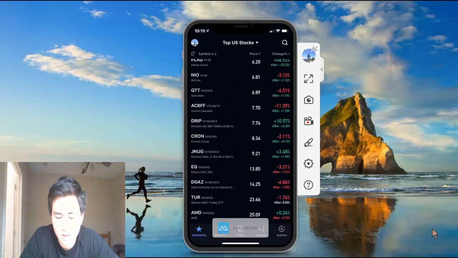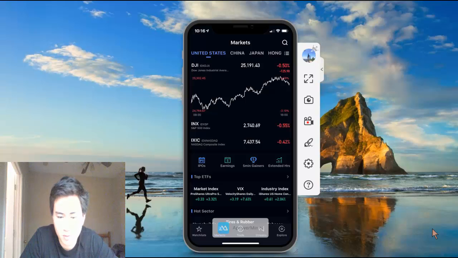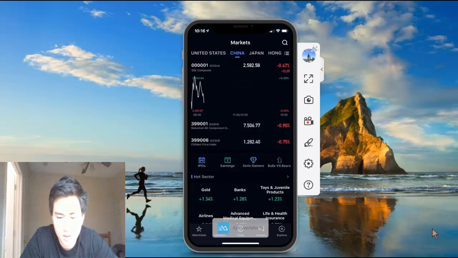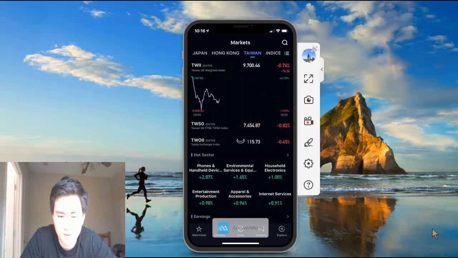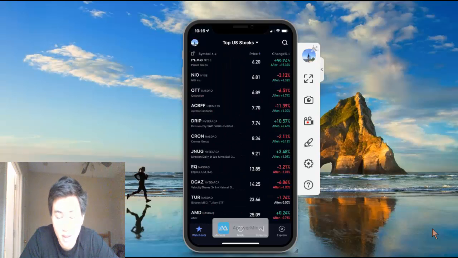And another thing is you can look at the markets around the world. Like right now, China's open, pretty bearish. Japan's open, Hong Kong's open, Taiwan's open, all the Asian markets. And you can trade on Webull too, and it's commission free.